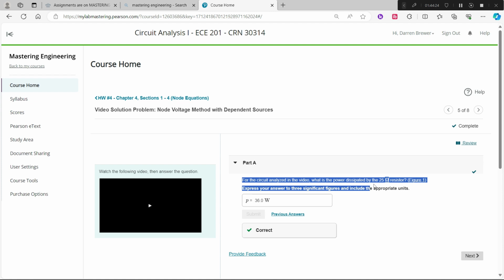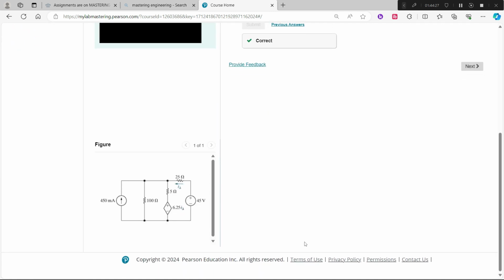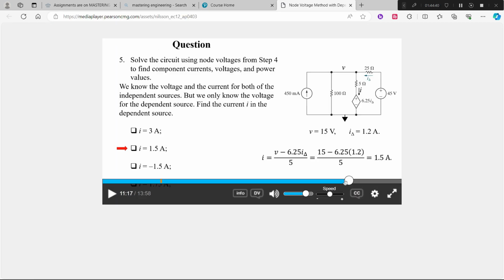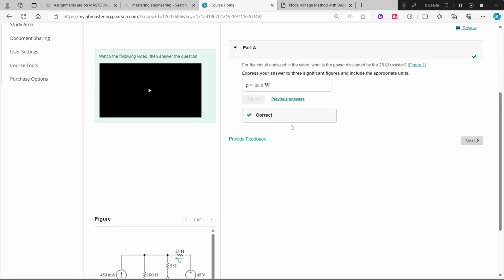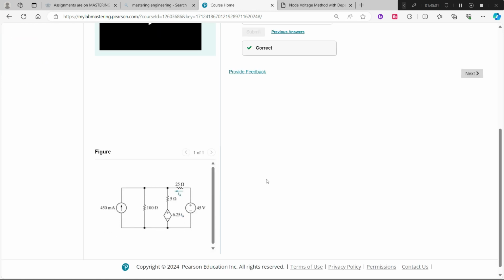For the circuit in the video, what is the power dissipated by the 25 ohm resistor? So, power dissipated is this current I triangle times the 25 ohm resistor. And I'm sure in the video it gives it to you. 1.5. And 1.5 times 25 is... power is 1.5 squared times resistance. That does not give me that. Power dissipated by the 25 ohm resistor.